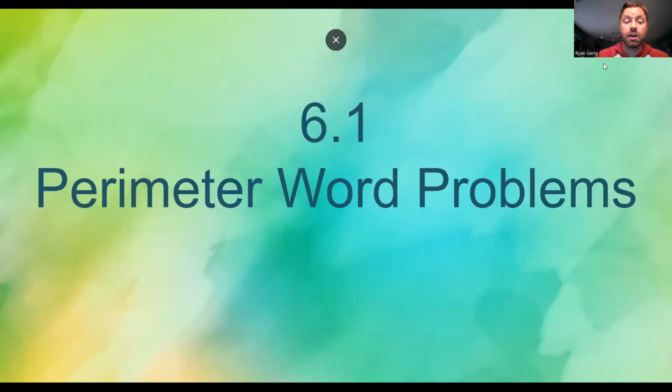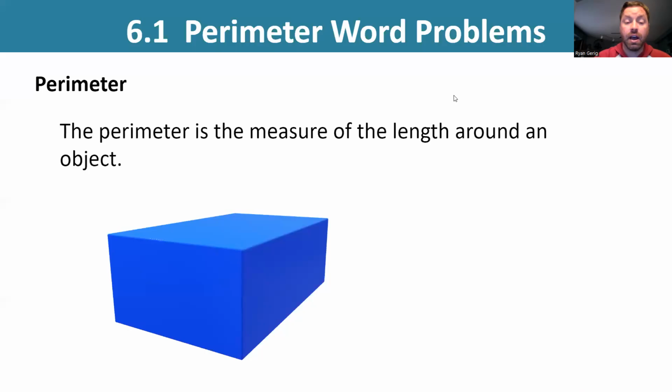Hello, today we're going to get started with perimeter word problems. And we're going to take a look at, first of all, what perimeter is. You should know what perimeter is, but if you don't, the perimeter is the measure of the length around an object. So imagine that this was like a big warehouse and you have a security guard who's patrolling at night and walking around the building. Well, the distance that that patrolman walks in one lap would be the perimeter of that building.